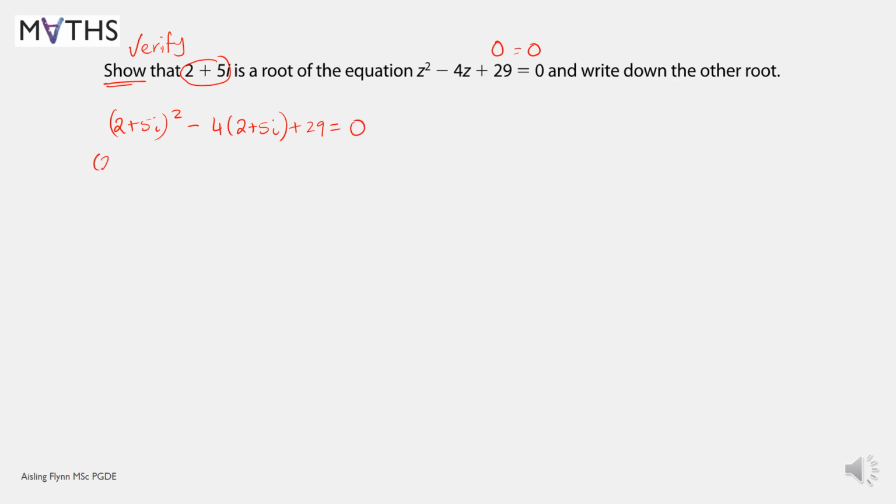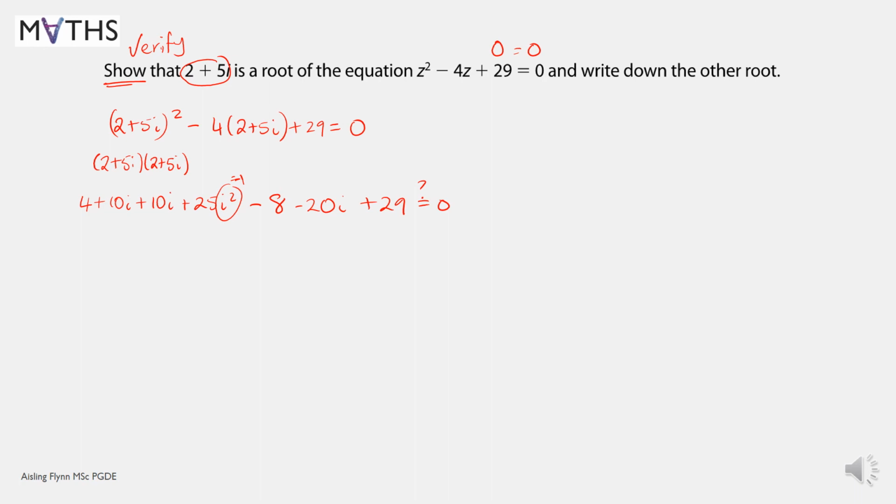Again, write out your brackets beside each other. We get 4 plus 10i plus 10i plus 25i squared. As soon as that pops up, highlight it, i squared is minus 1. And multiplying by the minus 4, we get minus 8 minus 20i plus 29. Is it equal to 0? This is what we're investigating. So let's tidy up a bit.